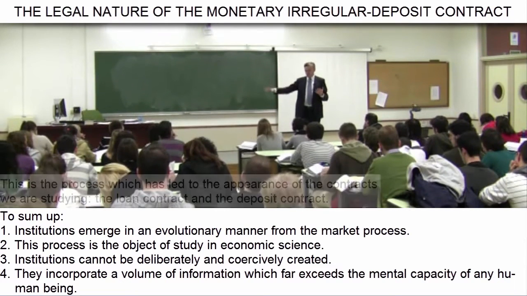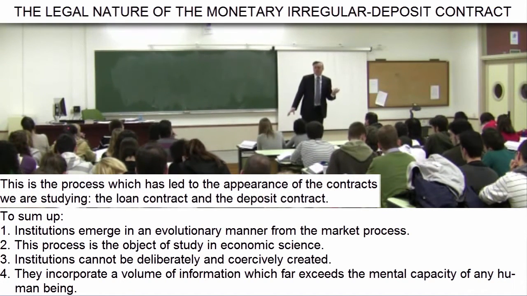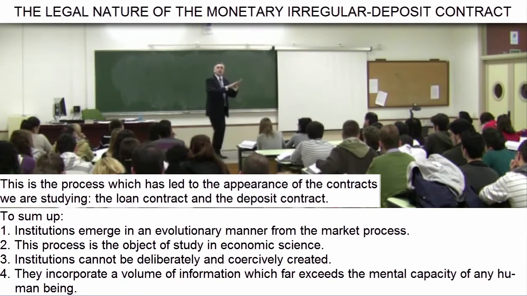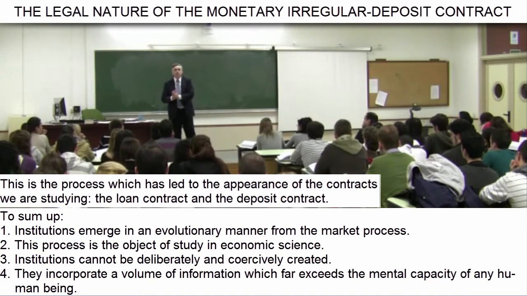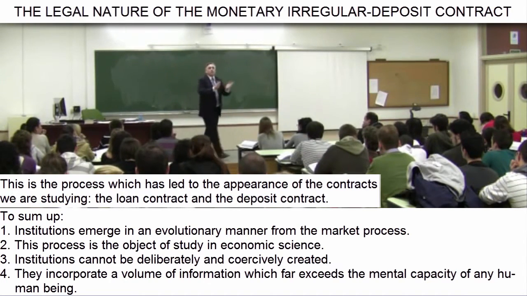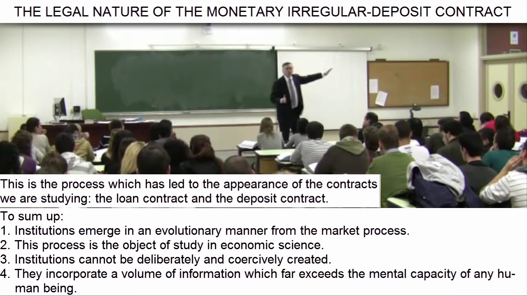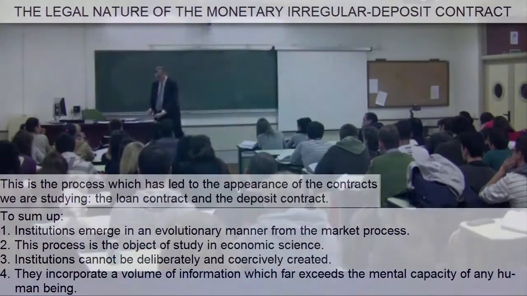At this point, it should be easy for us to grasp how general legal principles have been gradually refined in the specific area of the loan contract and the deposit contract, which we have analyzed. Of course, it is very easy for us to analyze them because they are already there, but they have emerged and been refined throughout an evolutionary process identical to the one I have just described.